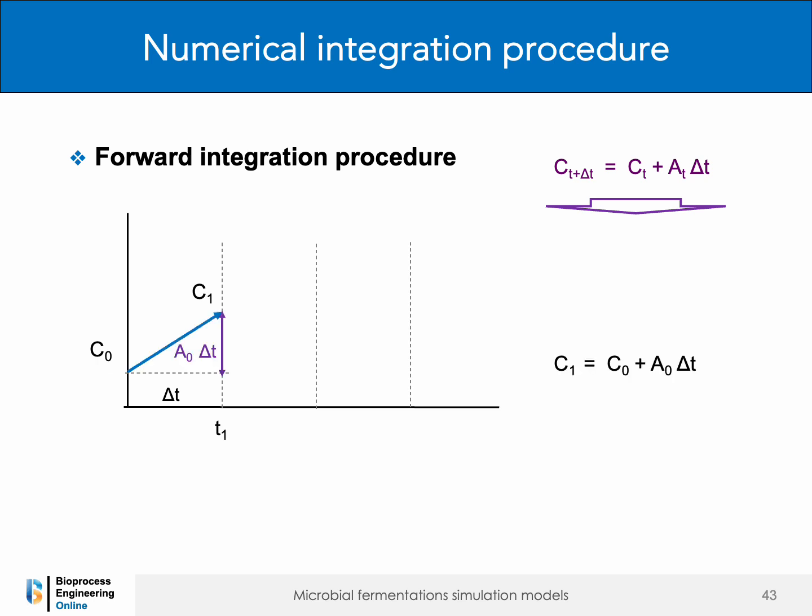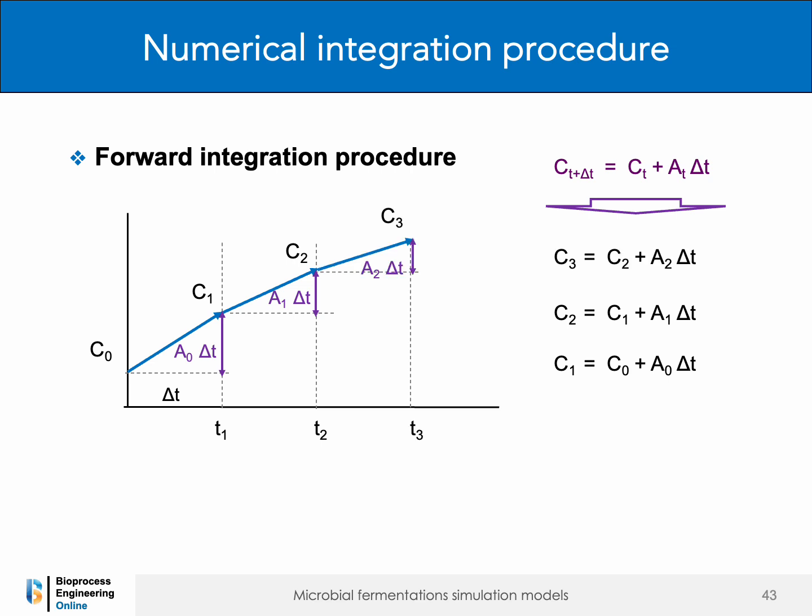The integration is started from the initial concentration C0. The slope A0 is calculated at time 0, and the concentration C1 at the following time t1 is determined by adding to C0 the concentration increment A0 delta t. At time t1, the slope A1 is then recalculated, and the concentration C2 at the following time t2 is determined as C1 plus A1 delta t. The procedure is repeated to calculate C3 and the following concentrations over the whole investigated time period.